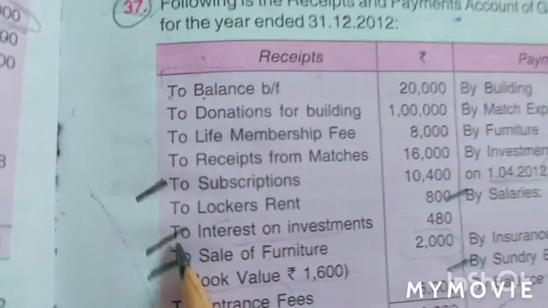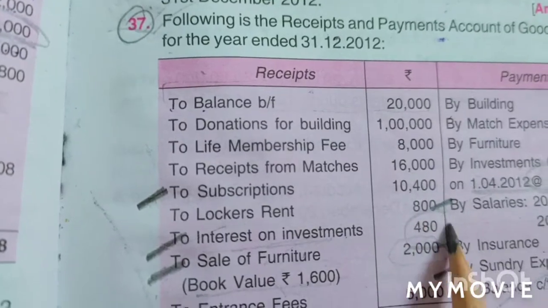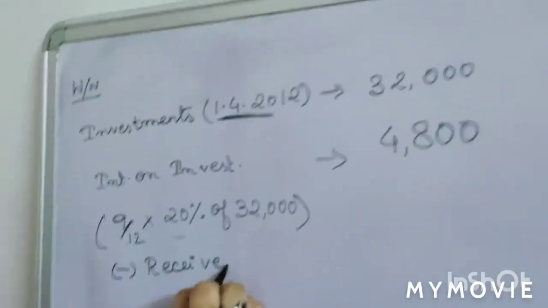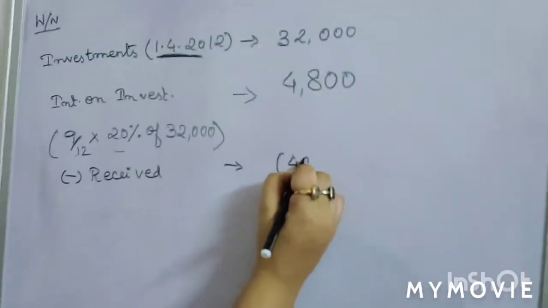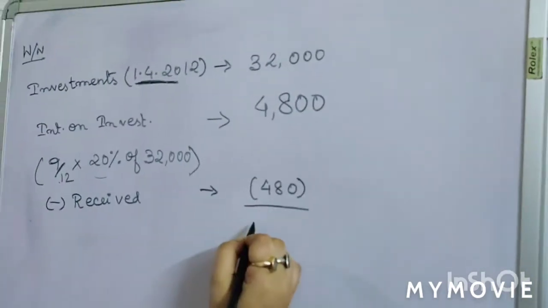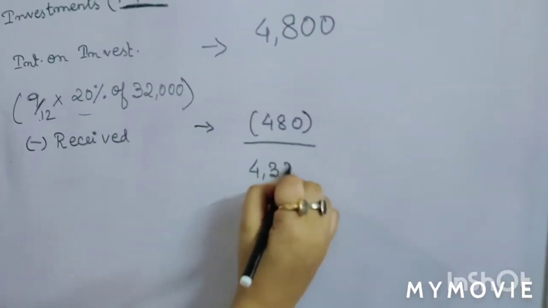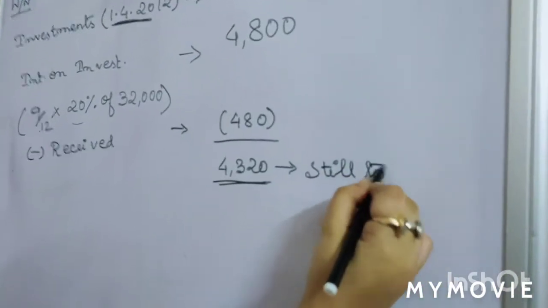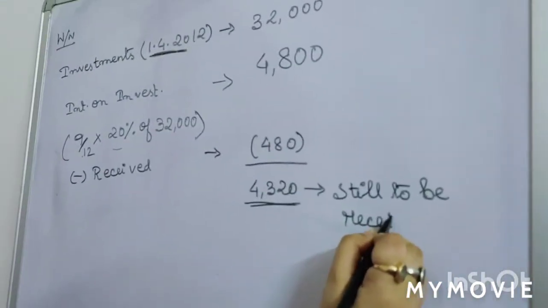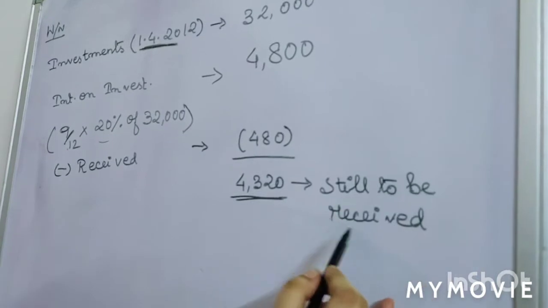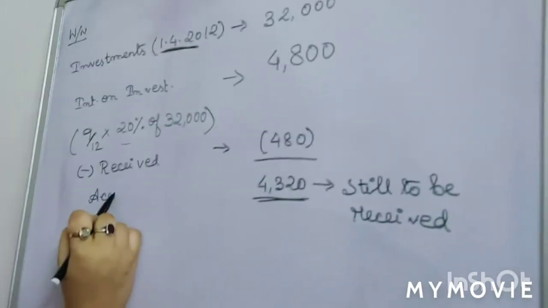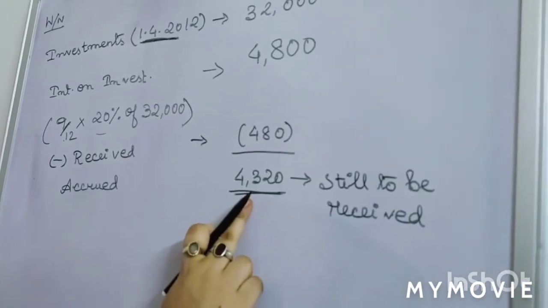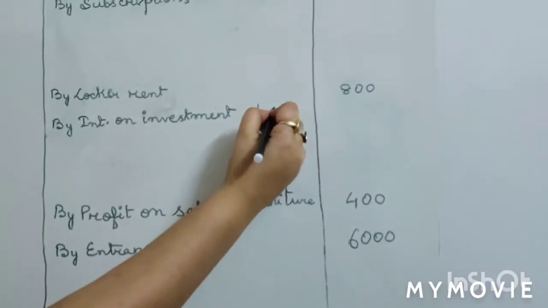Now see here, how much we have received during the year? Only 480. Less received is 480. Then how much is still left to be received? 4,320. That means still to be received. So whenever any income is still to be received, we term it as accrued income. So here, how much is accrued? 4,320.